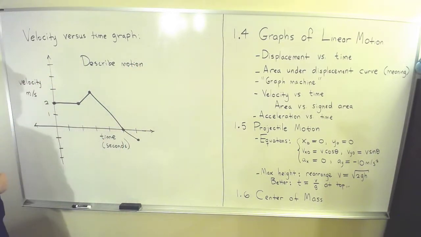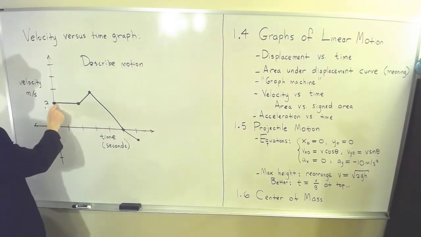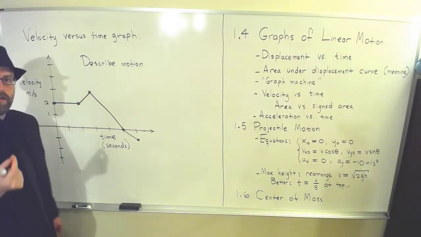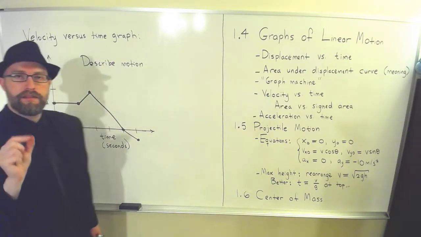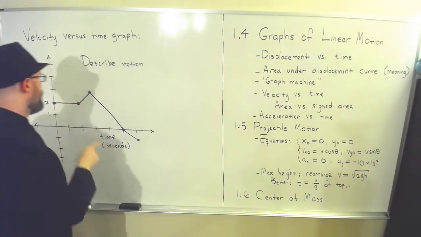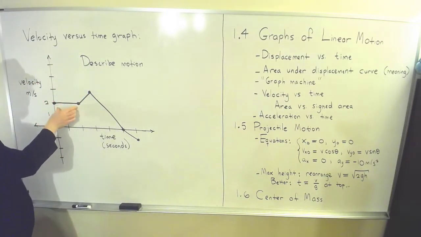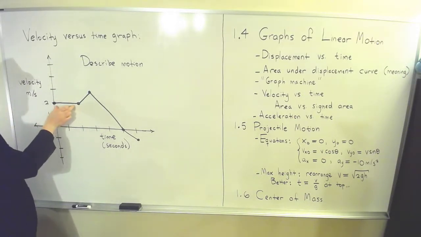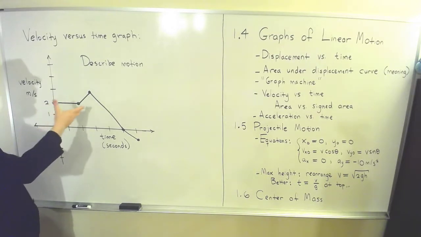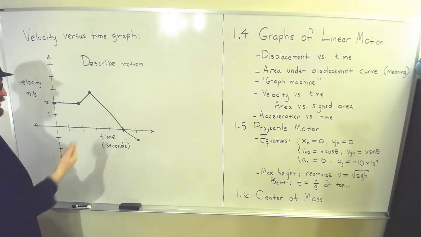And once again, the task is to describe the motion. Now let me ask you this. Where this is flat here, does that mean that the particle or the object or whatever the thing is measuring is stationary? No. Because this is saying the velocity is constant, but that doesn't mean the displacement is constant. You have a constant non-zero velocity. The velocity is 2. So that means the displacement is increasing.